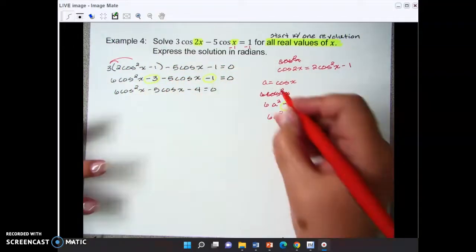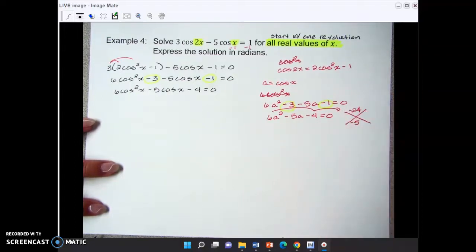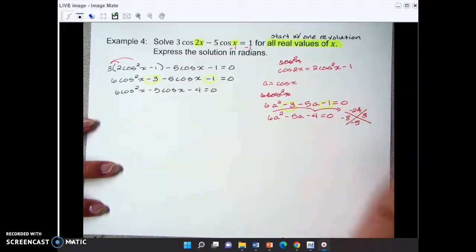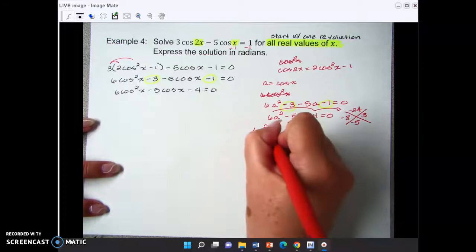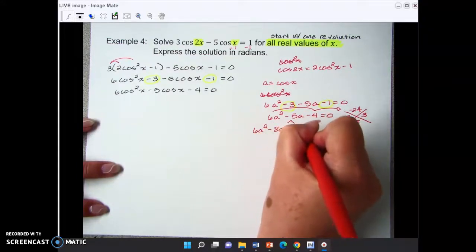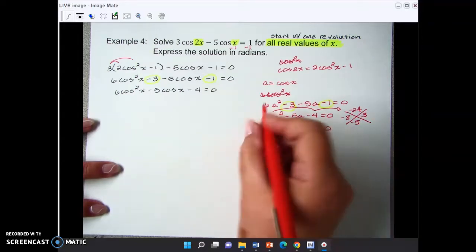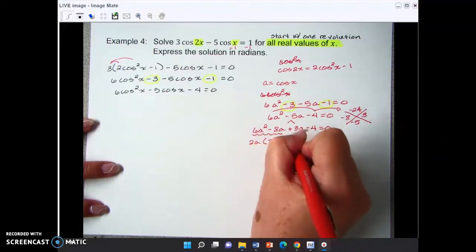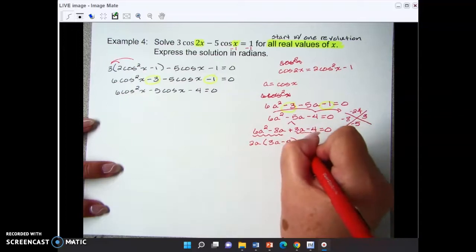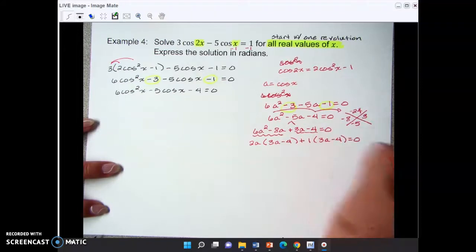Okay. So if we do the hop, skip, and a jump, we're going to get what multiplies to give me negative 24, that adds to give me negative 5. So hopefully you see that that's negative 8 and 3. So we're going to split this and say that we have 6a squared minus 8a plus 3a minus 4 is equal to 0. So grouping these two together, we can factor out a 2 and an a, and we're left with 3a minus 4. And here we can't factor anything, so we're going to factor out a 1, and we're left with 3a minus 4, and that's equal to 0.